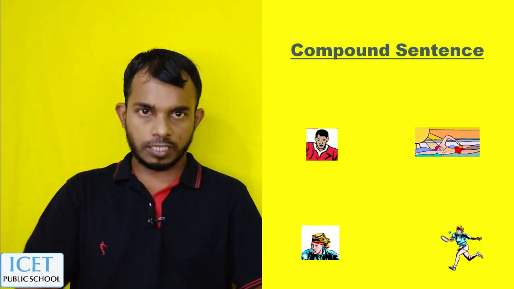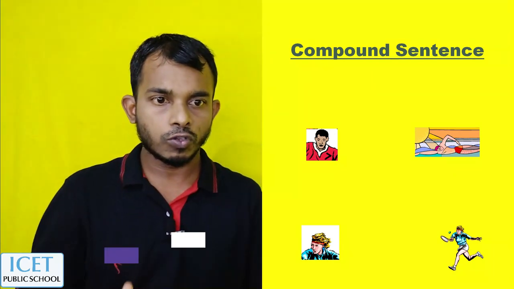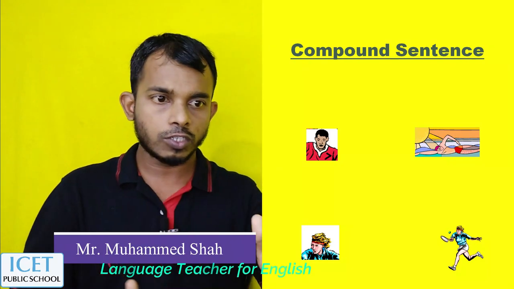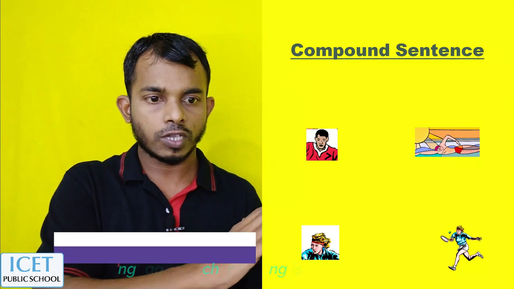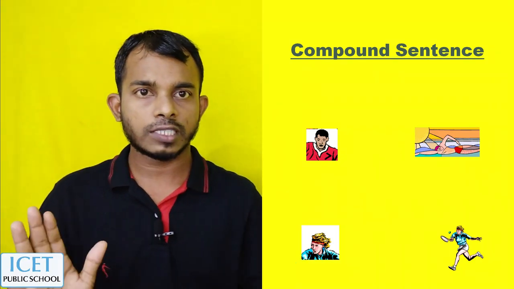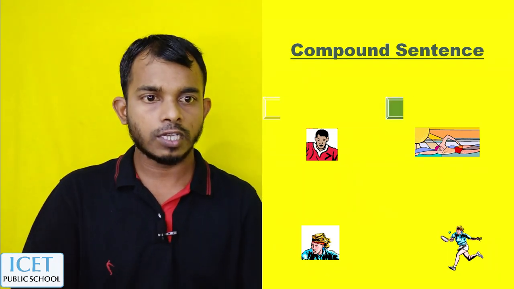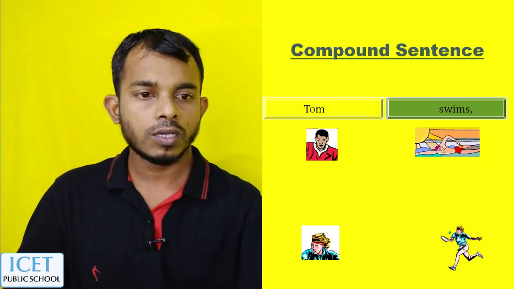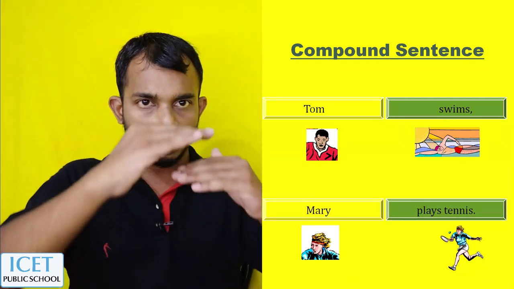You can look at this the same way. Example: there is one guy. Look, you can make a sentence. Is it Tom? You can call him Tom. If it is Tom, then what does he do? He swims. Okay. Next one, we know it is Mary plays tennis. That means Tom swims, comma, Mary plays tennis. We got two sentences.